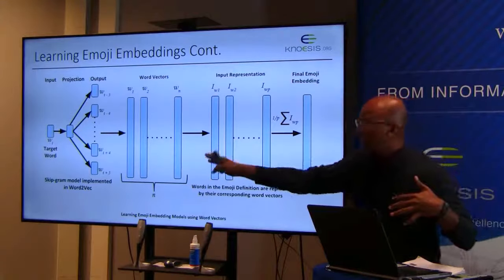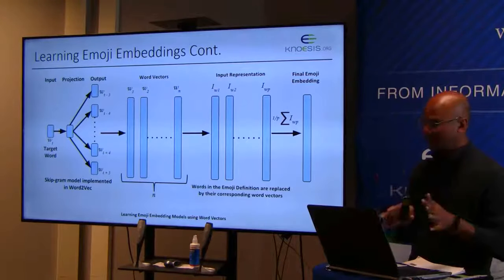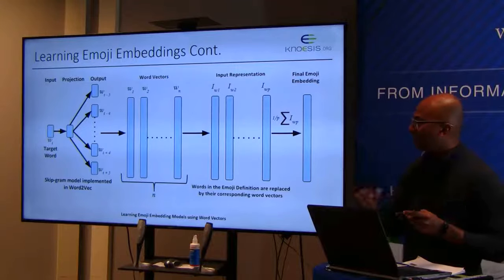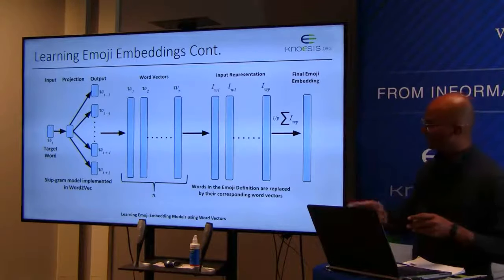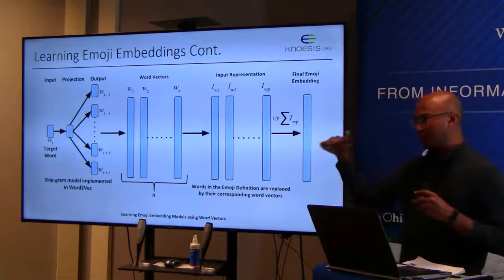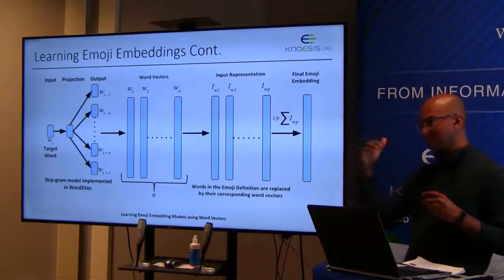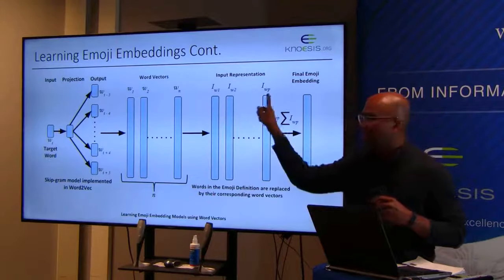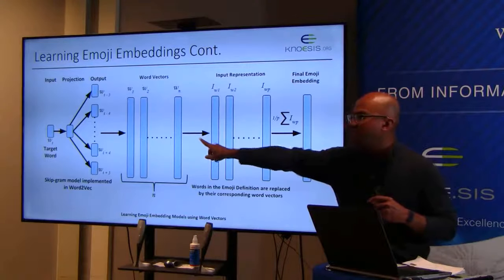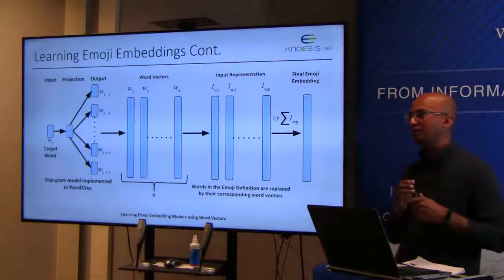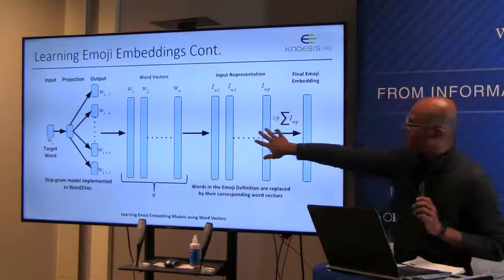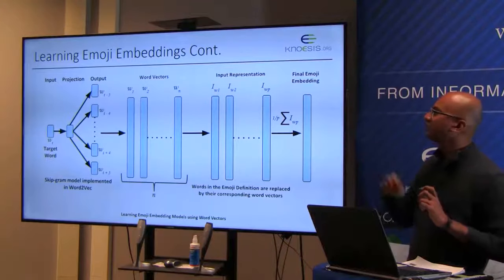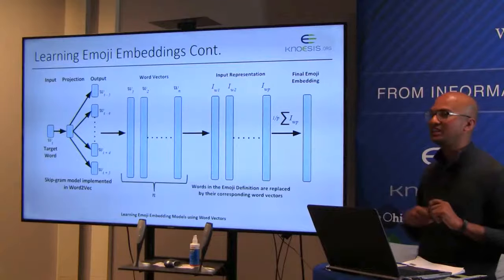So in this step, we learned word embedding models for words. We did not consider emojis as words, although the emojis were there in our Twitter corpus. We learned word embeddings for words. Then we have four types of definitions, based on emoji description, sense labels, and so on. We took one definition at a time and replaced the words in that definition with their corresponding word vectors learned from these two corpora, one at a time. Then we integrated all these word embeddings into one final emoji vector, which we call the emoji embedding. So this is the emoji embedding in our case.